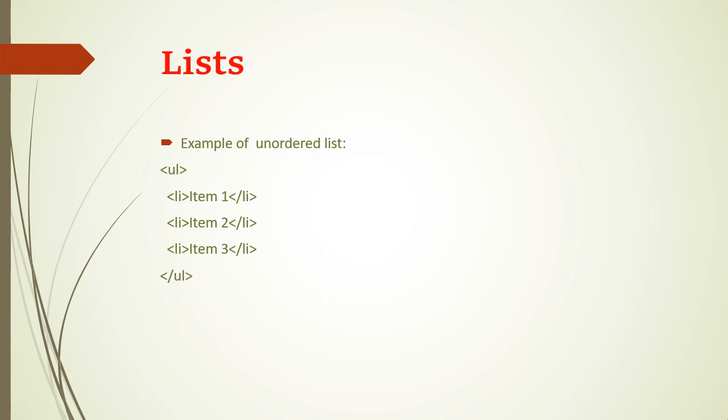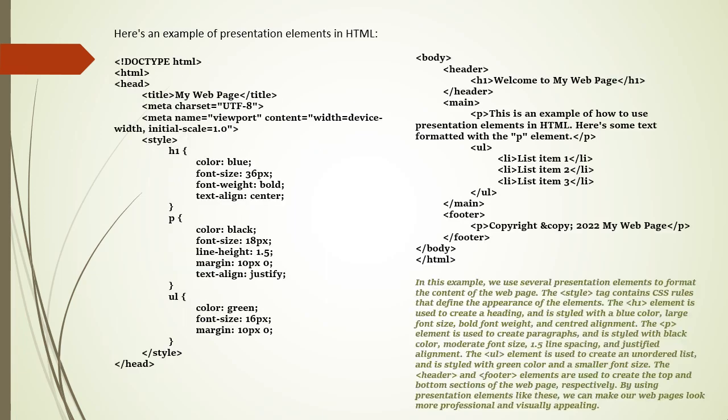Then we come to the ordered list, which starts with the OL tag and ends with the OL tag, and items start with the LI tag, where you get the items marked by numbers by default.